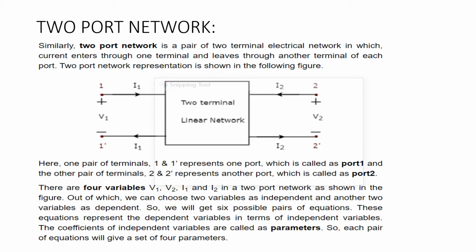There are four variables V1, V2, I1 and I2 in a two port network as shown in the figure, out of which we can choose two variables as independent and another two variables as dependent. So we will get six possible pairs of equations. These equations represent the dependent variables in terms of independent variables. The coefficient of independent variables are called as parameters. So each pair of equations will give a set of four parameters.